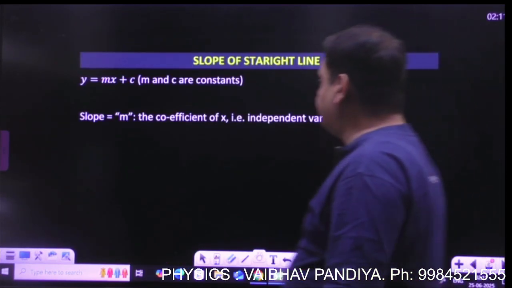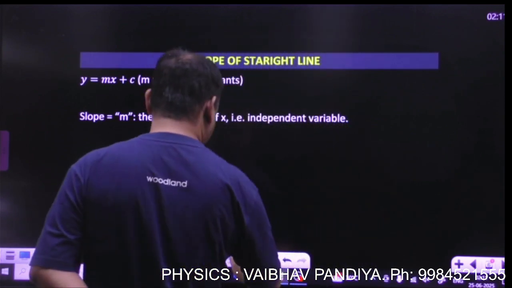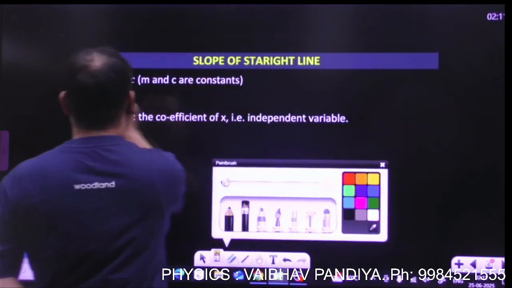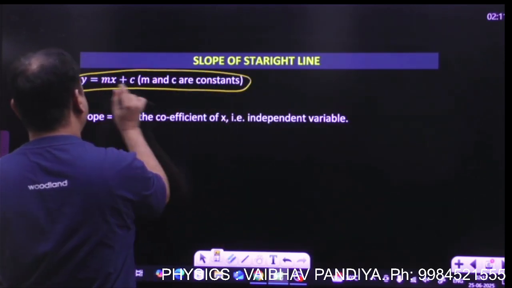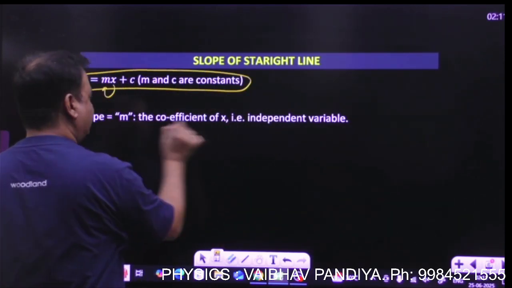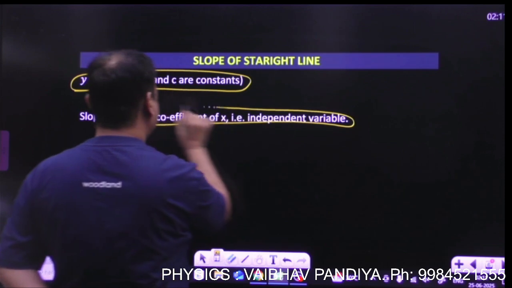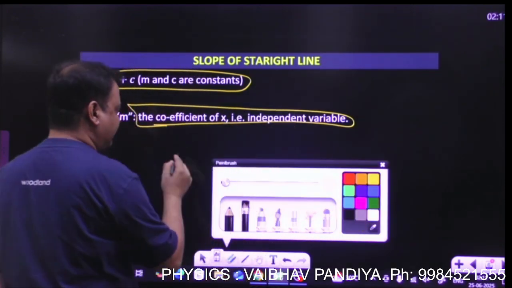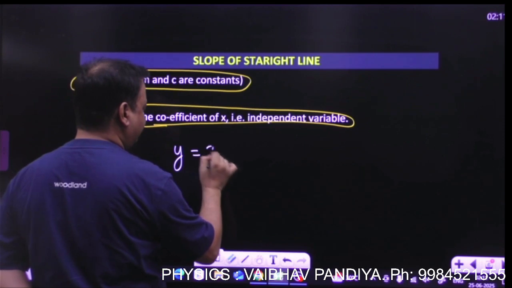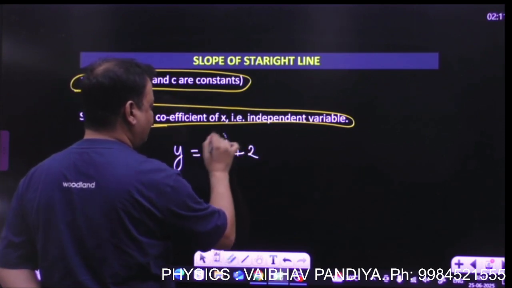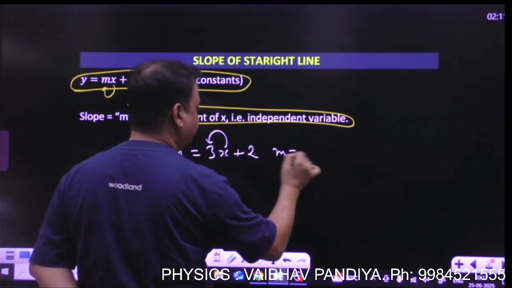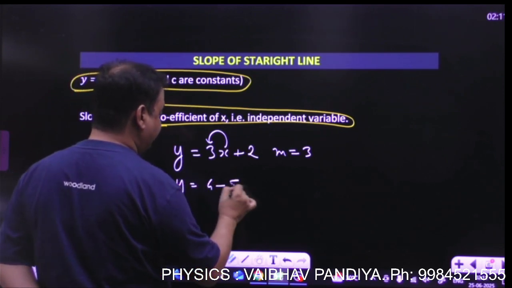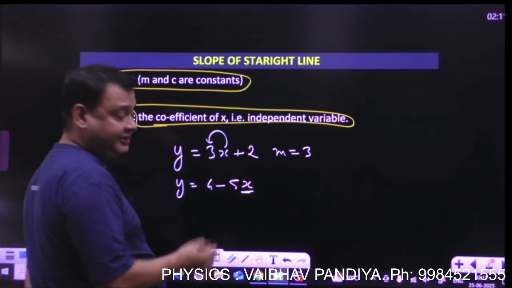Now let's see the slope of the straight line. So we have seen that whenever you write the equation in this form, y is equal to mx plus c, then the coefficient of x will give you the slope. The coefficient of x means the coefficient of the independent variable. So if you're writing 5y is equal to 3x plus 2, the coefficient of x is 3, the slope will be 3. If you're writing y is equal to 4 minus 5x, here the coefficient of x is what?